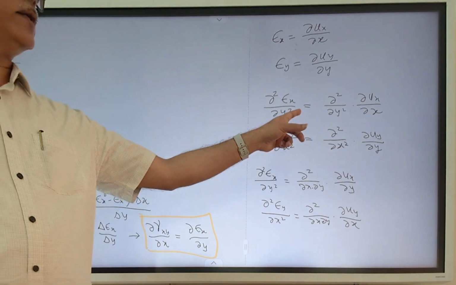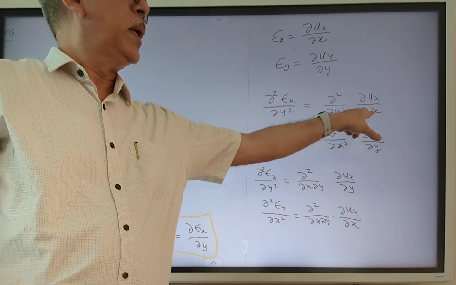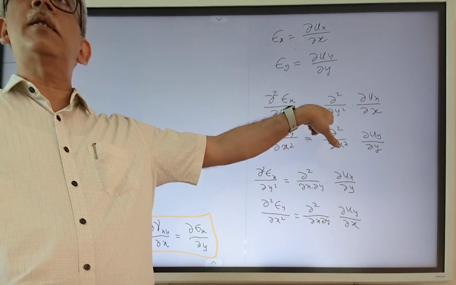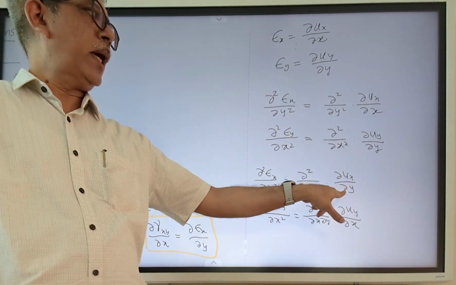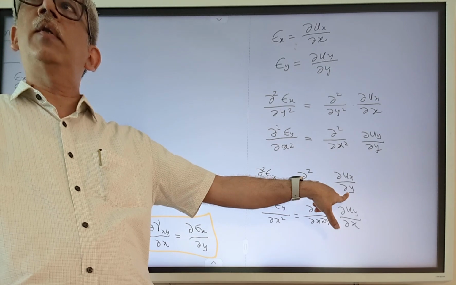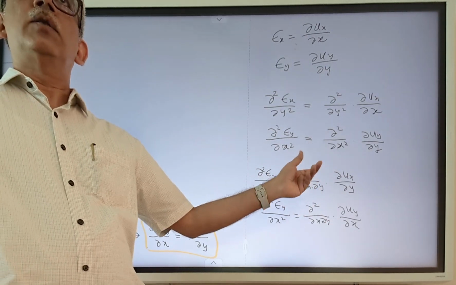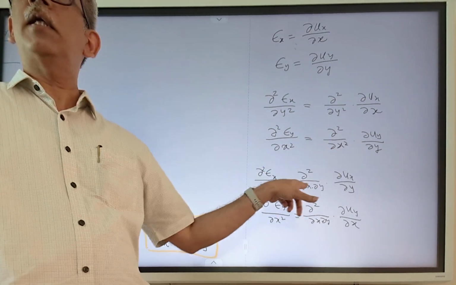So what I have done here, I have just changed the sequence of operation. Earlier it was first partial derivative with x and then 2 times partial derivative with y. I have just reordered them. I am first taking partial derivative with y, then again with y and finally with x. This is allowed in the differentiation operator, so you can change the sequence.